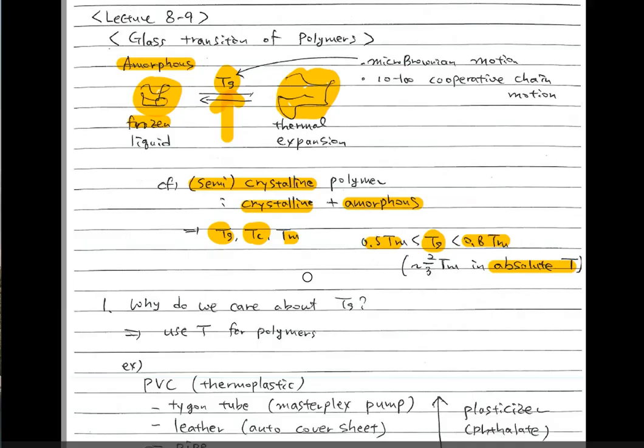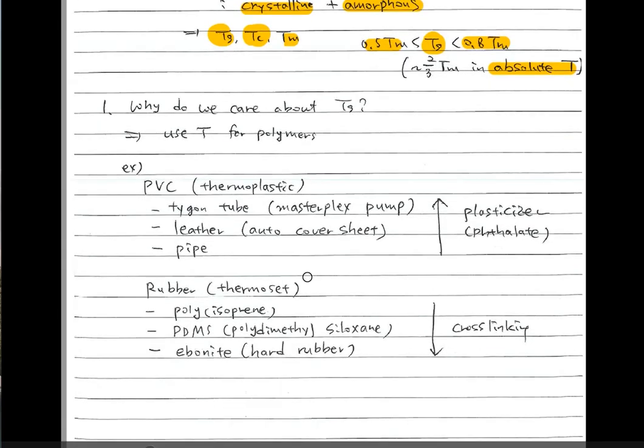So we have the first question. Why do we need to really care about glass transition temperatures of amorphous polymers or other semi-crystalline polymers whatsoever? The reason why is very simple. Glass transition temperature basically determines the use temperatures for many of the polymers.